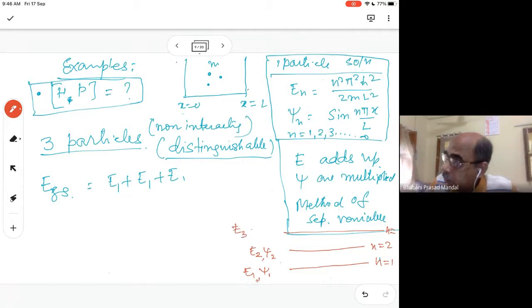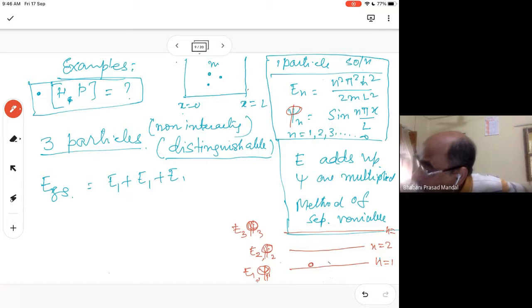And psi 3. Let me write this as phi, because later my notation will be simplified, because I will be using psi for three particles. So let us write phi 1, phi 2, phi 3. Okay, so when all three particles sit here, that will correspond to the minimum energy.